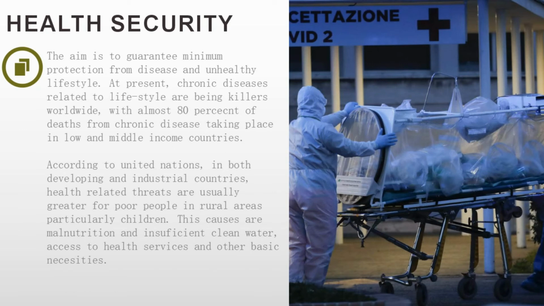Health security aims to guarantee a minimum protection from diseases and unhealthy lifestyles. In developing countries, the major causes of death traditionally were infectious and parasitic diseases, whereas in industrialized countries, the major killers were the diseases of the circulatory system. Today, lifestyle-related chronic diseases are leading killers worldwide, with 80% of deaths from chronic diseases occurring in low and middle income countries. According to the United Nations, in both developing and industrial countries, threats to health security are usually greater for poor people in rural areas, particularly children. This is due to malnutrition and insufficient access to health services, clean water, and other basic necessities.